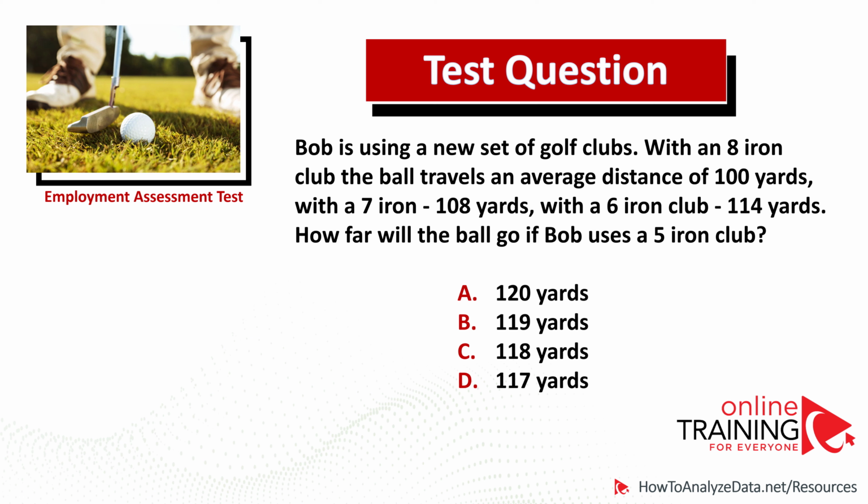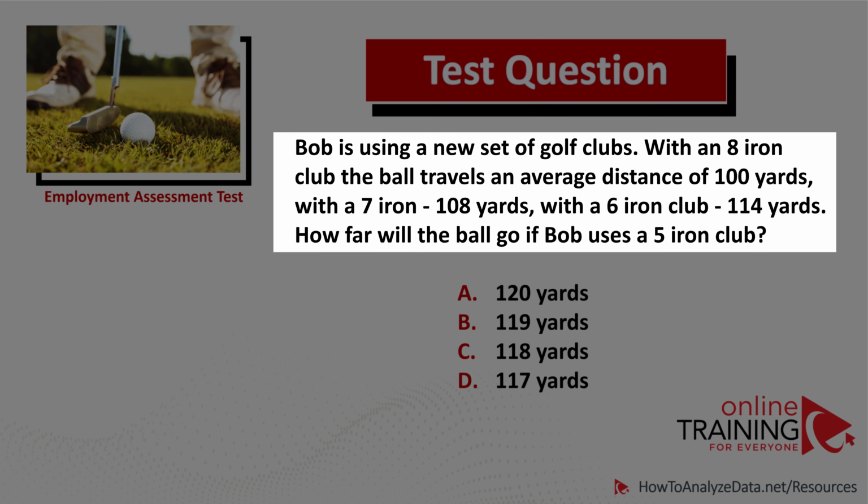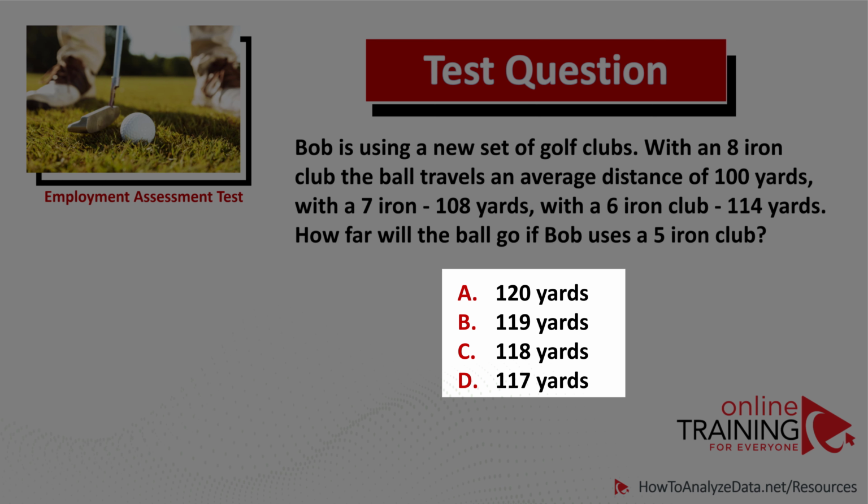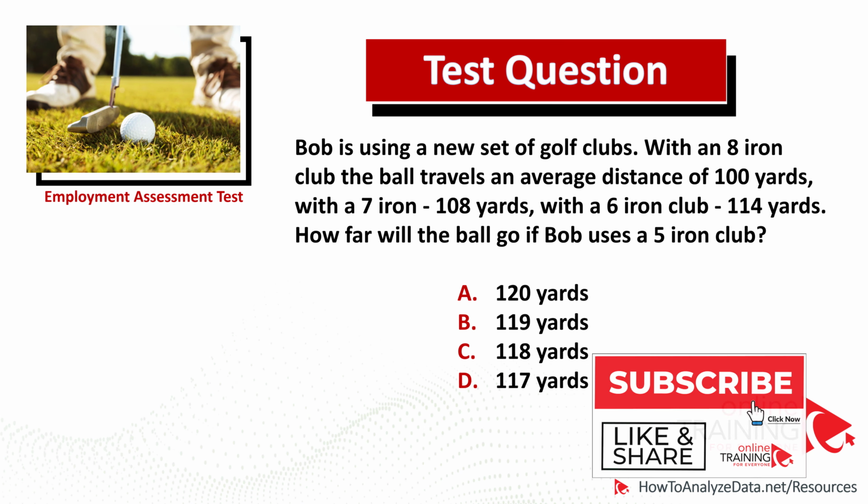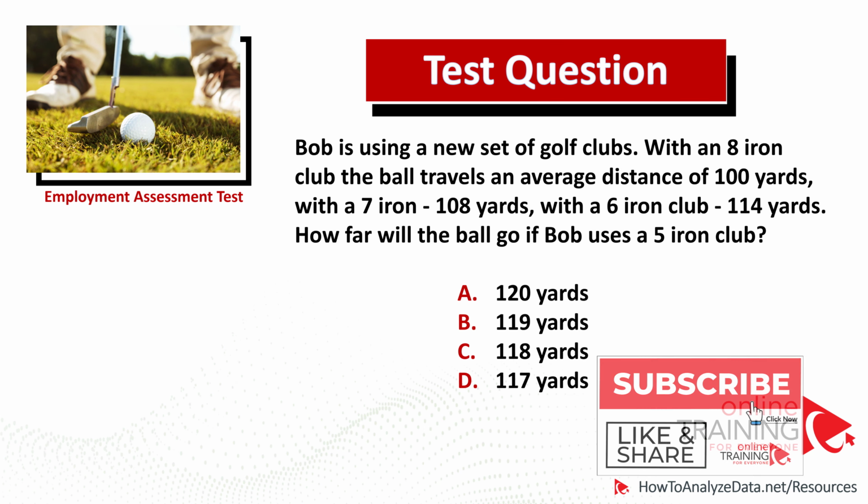Let's look at the simple question, which tests your knowledge of logical reasoning and patterns. Bob is using a new set of golf clubs. With an 8-iron club, the ball travels an average distance of 100 yards. With a 7-iron, 108 yards. With a 6-iron club, 114 yards. How far will the ball go if Bob uses a 5-iron club? And you have 4 choices: 120 yards, 119, 118, or 117. Do you think you know the correct answer? Let's see if we can nail this question and get to the correct answer together.